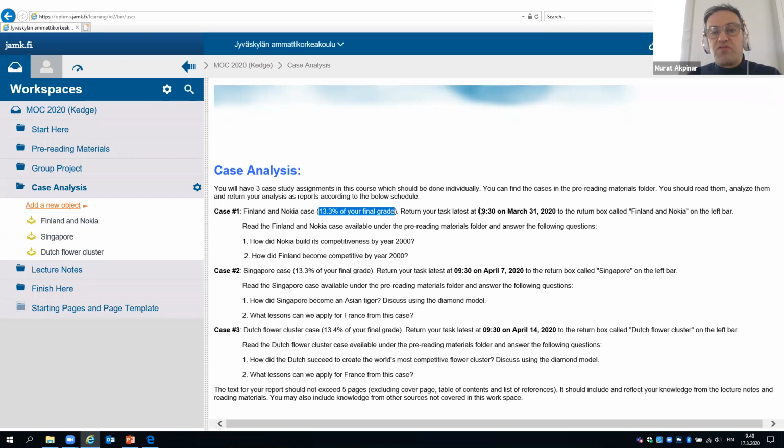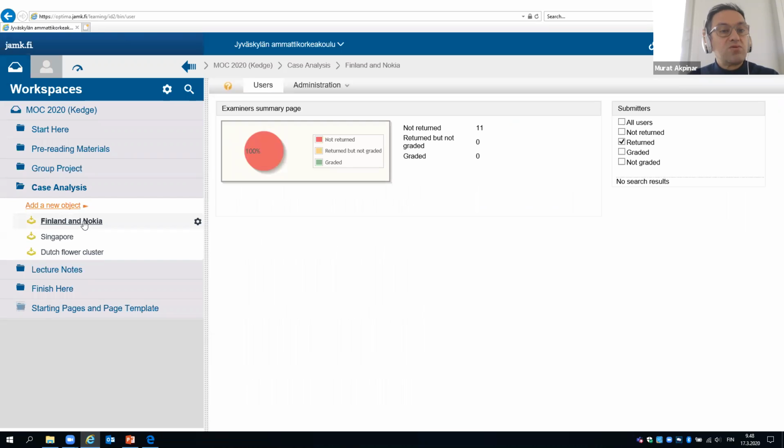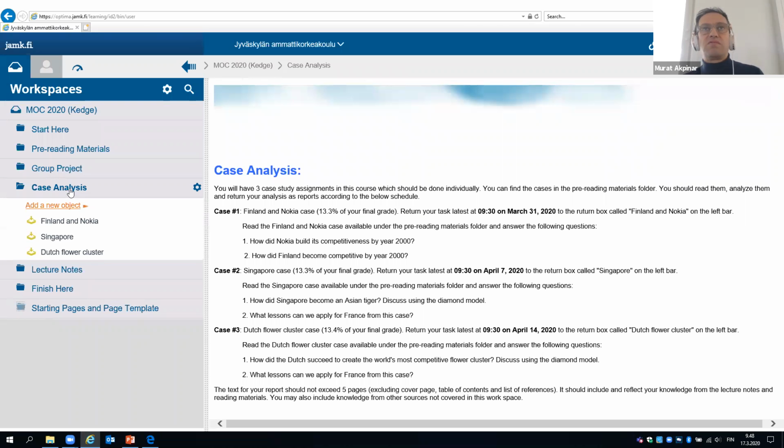Your reports should be returned by 9:30 on the date when we will discuss about the cases. So for the Finland and Nokia case, that's going to be March the 31st. So you should return your Finland and Nokia case to the return box that you see here on the left bar. After your return, we will be having this virtual session and we will be discussing about the case. The Singapore case, that is due by April the 7th, and finally the Dutch flower case, that's due by April the 14th.